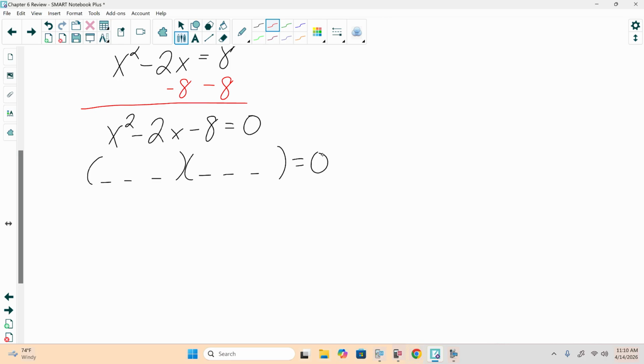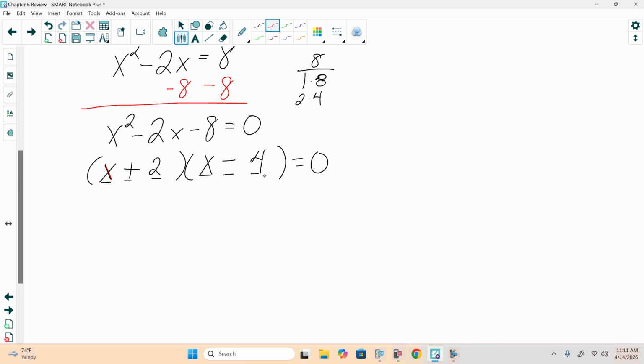So we'll have our 2 sets of parentheses with 3 spaces because there is no greatest common factor. Now we need to find the sign. Since the third term is negative, our signs are going to be opposite. One's going to be positive and one is going to be negative. Factors of x squared, the only factors are x and x. Then our factors of 8 are 1 and 8 or 2 and 4. And for us here, we're going to want to use the factors of 2 and 4.